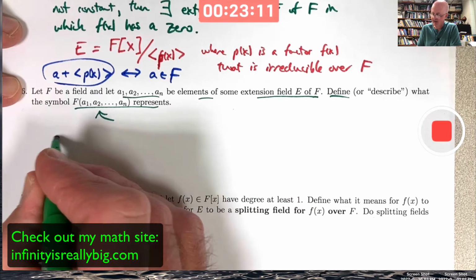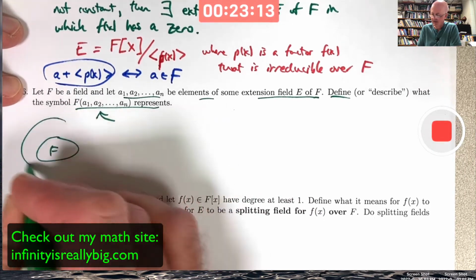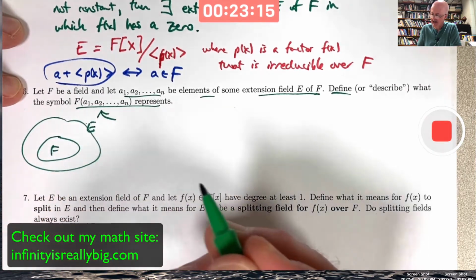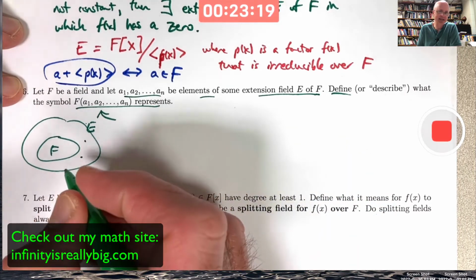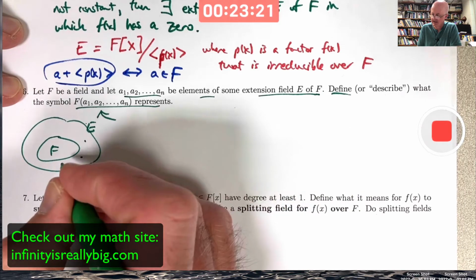Okay, I always draw this picture here. Here's f. Here's E. Where are these a's? They are in E. Technically speaking, some of them could also be in f because f is a subfield of E.